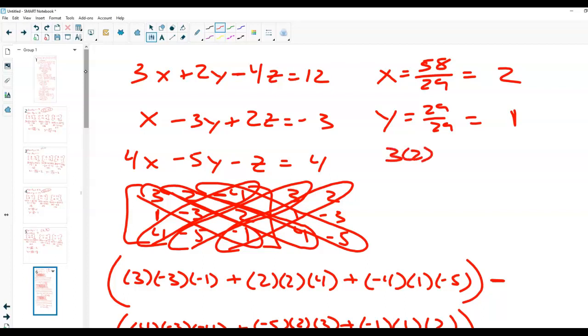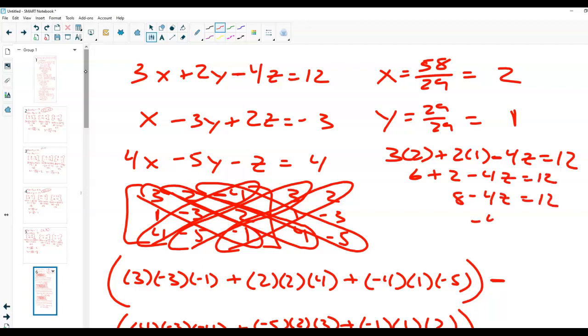3 times 2 plus 2 times 1 minus 4z equals 12. You can plug it into any equation you want. 6 plus 2 minus 4z equals 12. 8 minus 4z equals 12. Negative 4z equals 4, and z equals a negative 1. Here's my final answer. My x being 2, my y being 1.